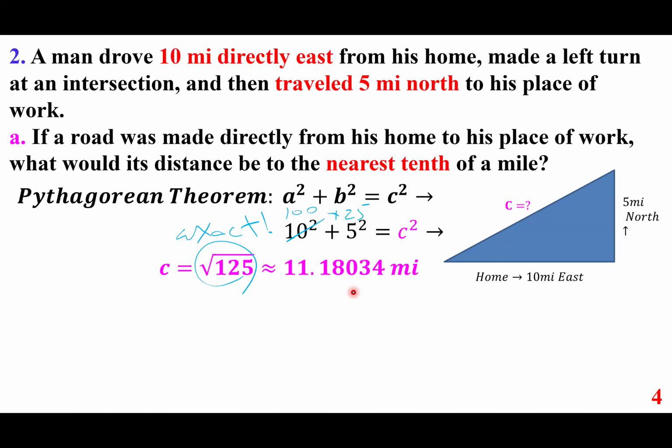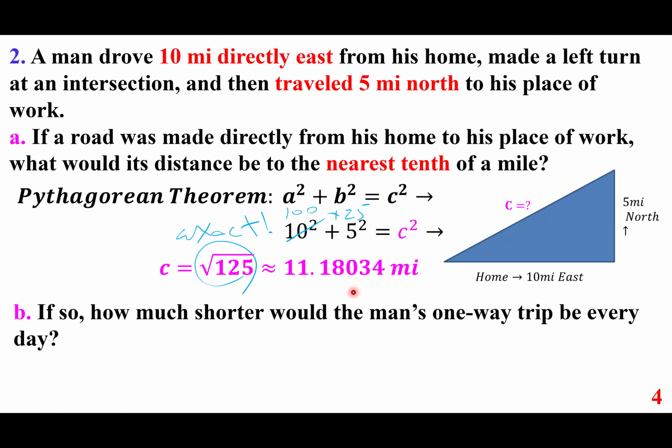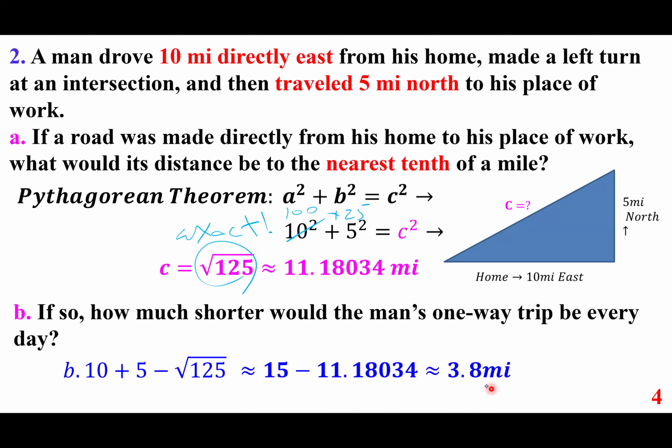And then approximation by however many decimals they ask you. If so, how much shorter would the man's one-way trip be every day? So we're going to go 10 plus 5 on a regular basis. We're going to go 15 miles. But if we could go straight, it would be 11.18034 or square root of 125. So 15 minus that number is almost 3.8 miles. Again, please bear in mind, I'm just approximating it. I highly recommend you pay attention to the number of decimals they ask you.